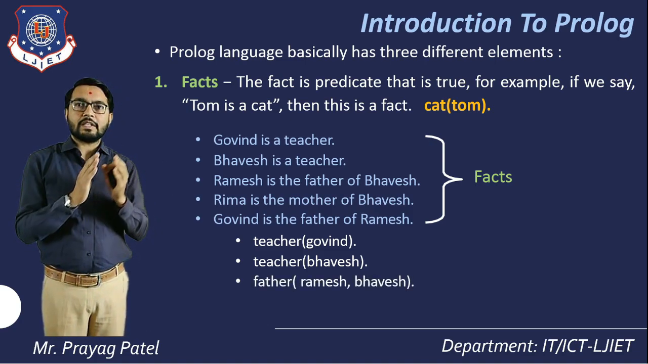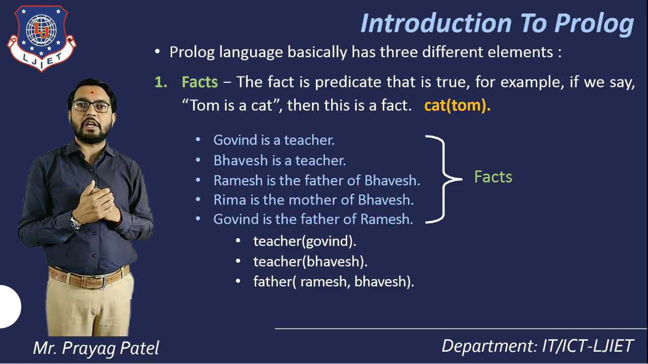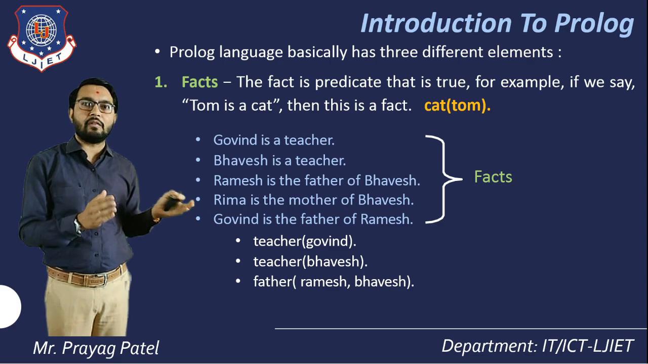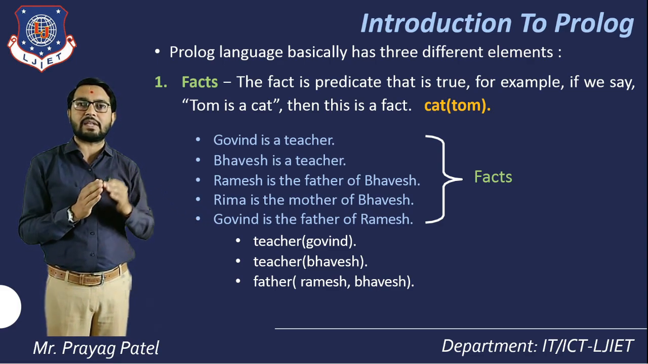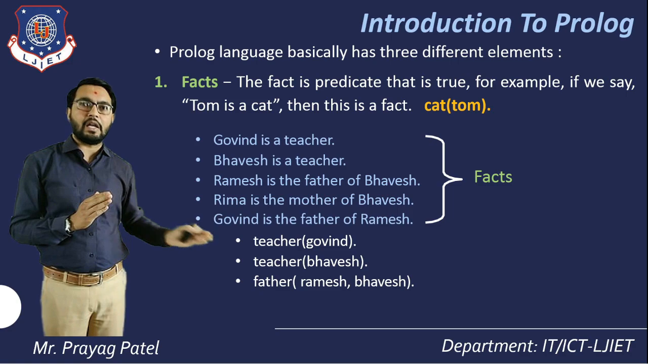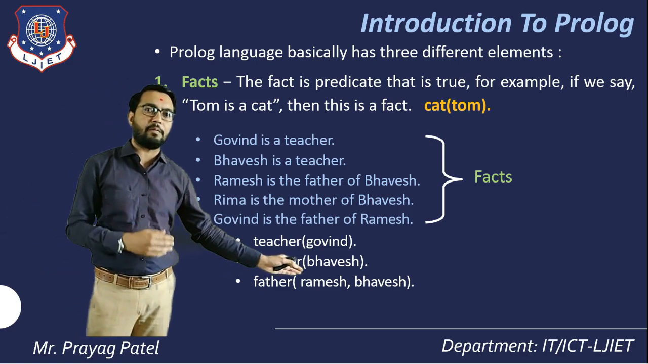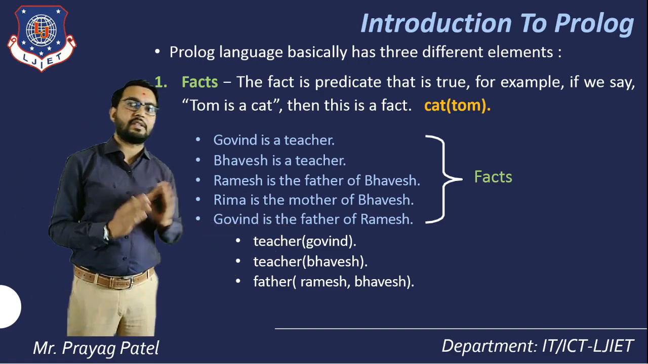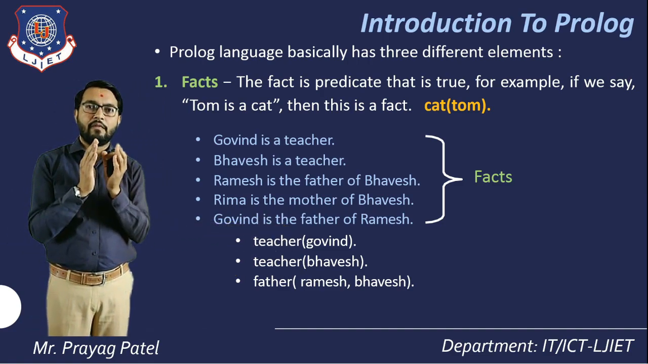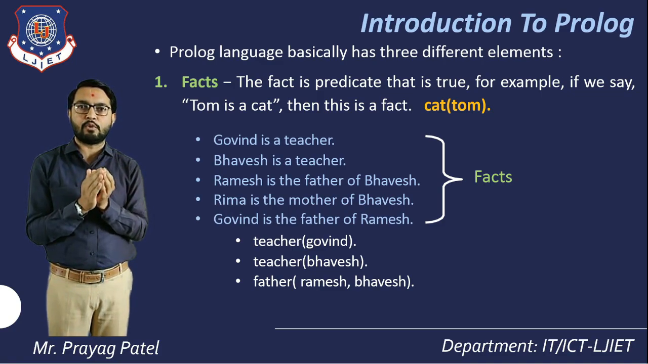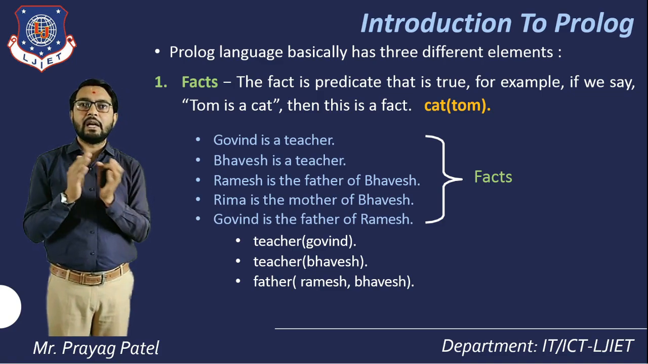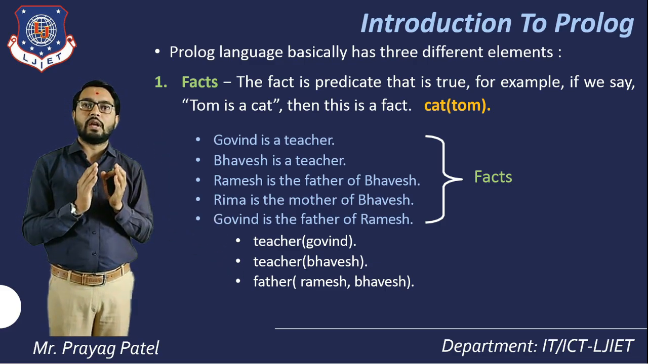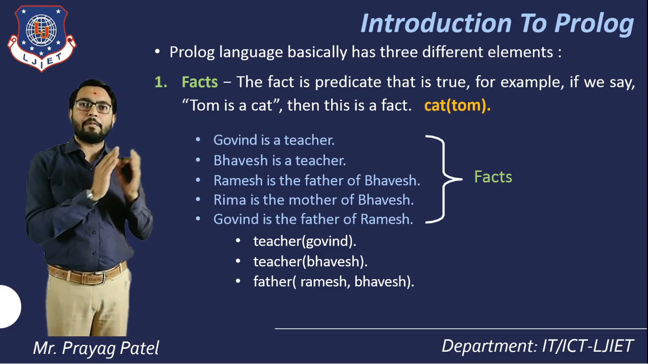Third statement, Ramesh is the father of Bhavesh. We write this statement with the relation outside the bracket. First we write father, then in brackets we write the two arguments, Ramesh and Bhavesh. We read the statement by first taking the first argument of the bracket, Ramesh, then the outer part, then the last argument. So Ramesh is a father of Bhavesh.